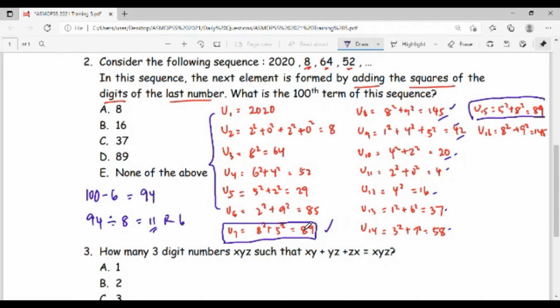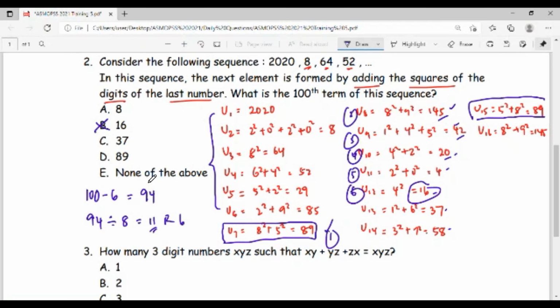And what is the 6th element? This is element 1, 2, 3, 4, 5, 6. So the 6th element is equal to 16. So the 100th term of the sequence is 16. Okay, it might seem so long that you haven't seen any pattern, but you have to keep going until you find a pattern that you can follow.